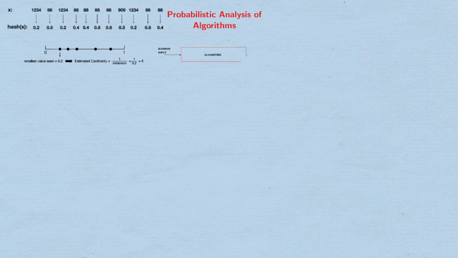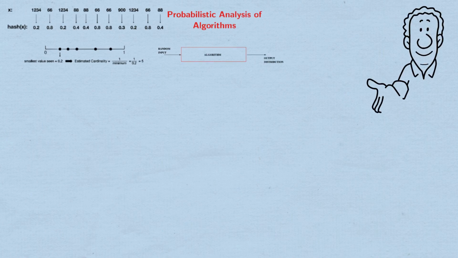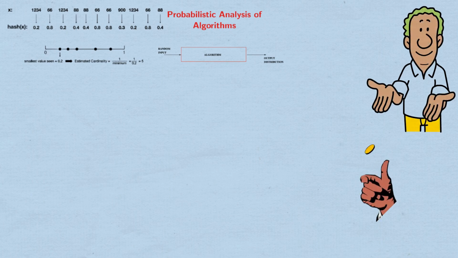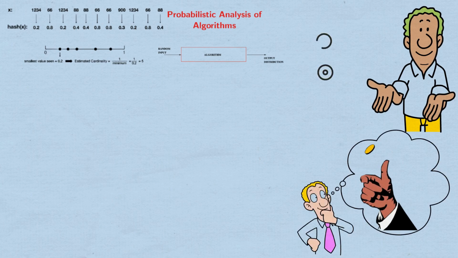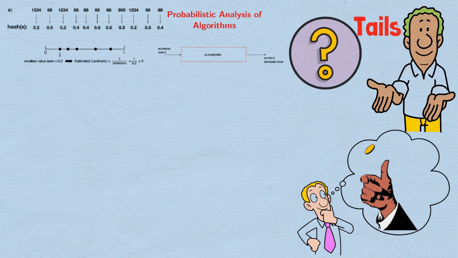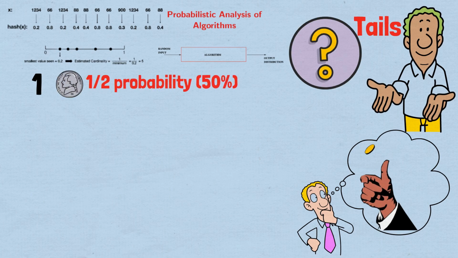To understand HyperLogLog and similar probabilistic algorithms, we first need to appreciate a fascinating property of random events. Specifically, what happens when you flip a coin multiple times looking for streaks? Imagine flipping a coin and counting how many heads you get in a row before seeing tails. Getting one head in a row has a 1/2 probability, 50%.